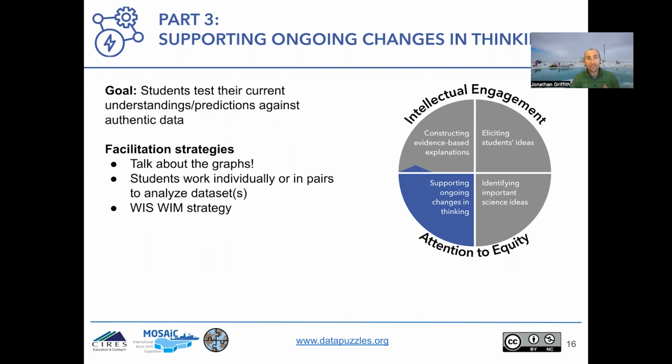After talking about the graphs, then students should go out and work individually or in pairs to analyze the data set, identify and explain patterns. If you already have a data analysis strategy that works for your students, feel free to lean on that. We've had a number of teachers use the WIS-WIM strategy, what I see, what it means, where you're kind of annotating the graph, identifying patterns you see and what they might mean on the graph. But we'll leave that up to you.